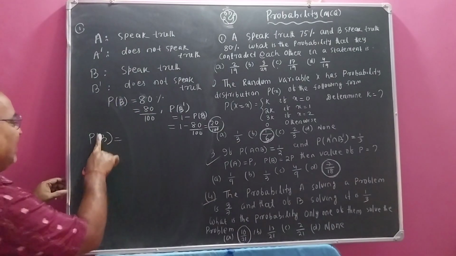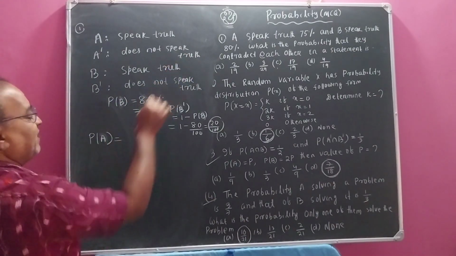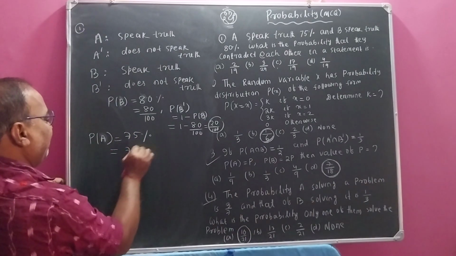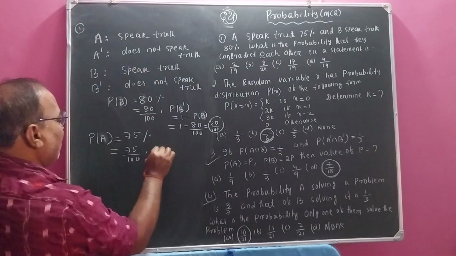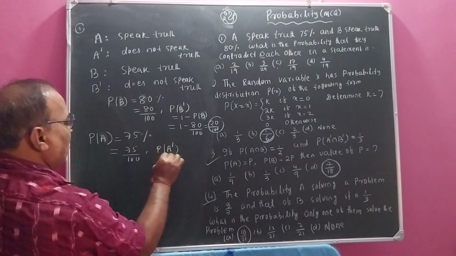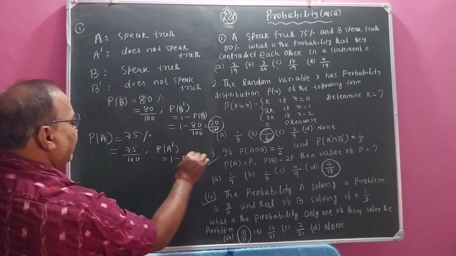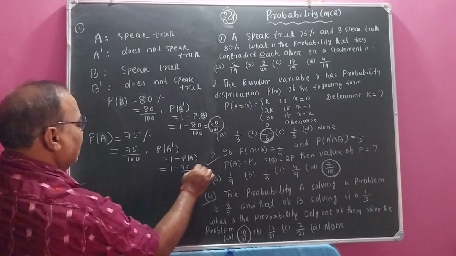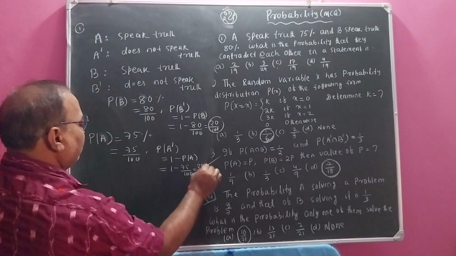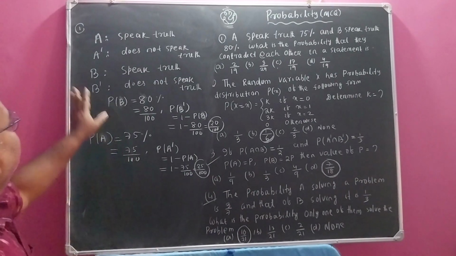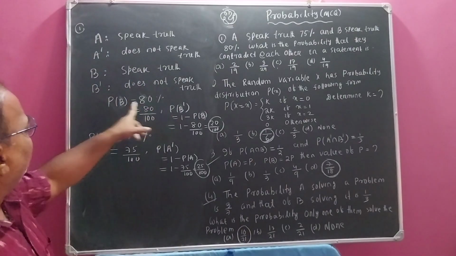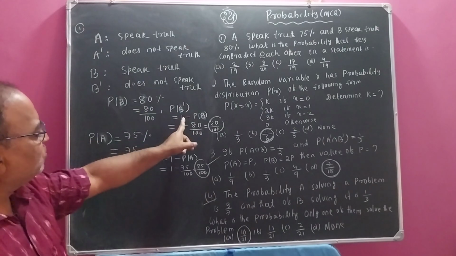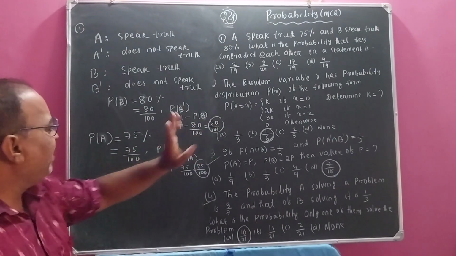So probability of A now is coming out. Probability of A is given 75%, so it is 75 by 100. Probability of A dash is equal to 1 minus probability of A, that is 1 minus 75 by 100, that is 25 by 100. It is given B speaks truth 80%. Probability of B is 80 by 100. Probability of B dash is 1 minus probability of B, that is 20 by 100.